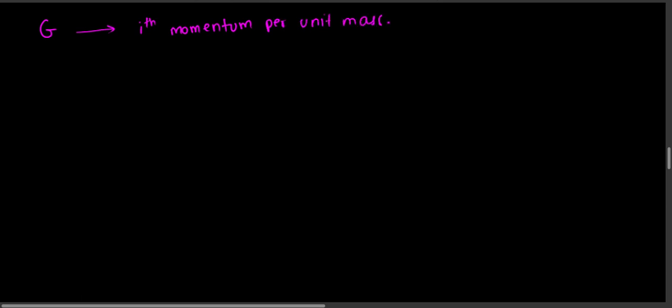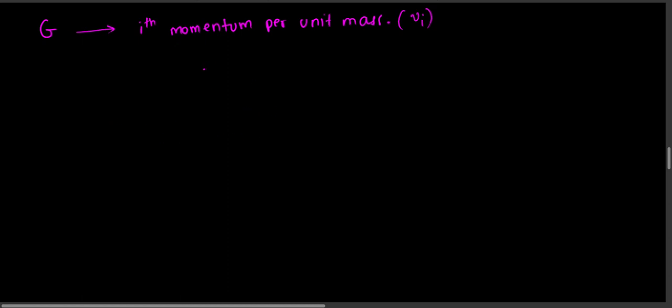All right, so it's the ith momentum per unit mass, and let's say this is v_i. The ith momentum in the sense that it will be the momentum in the x direction, or the y direction, or the z direction, right? So that's the ith momentum, and of course momentum is mass times velocity, so it's a fluid property per unit mass because it involves mass as well.